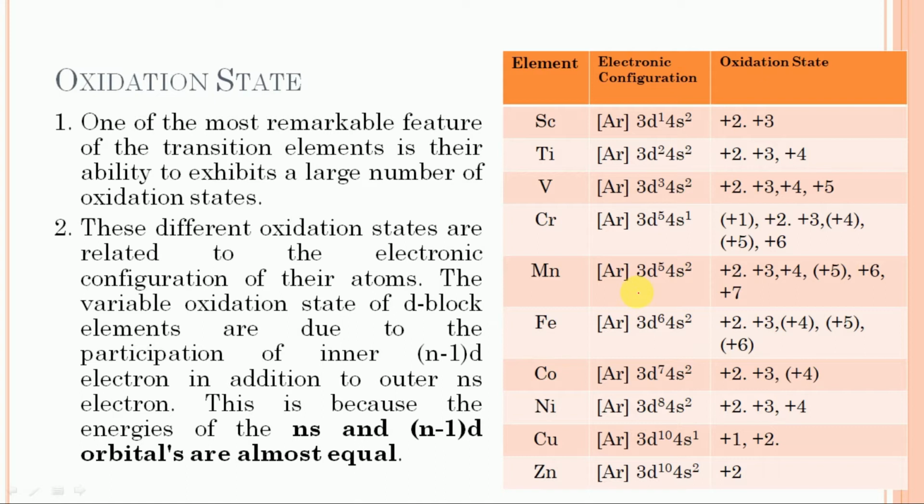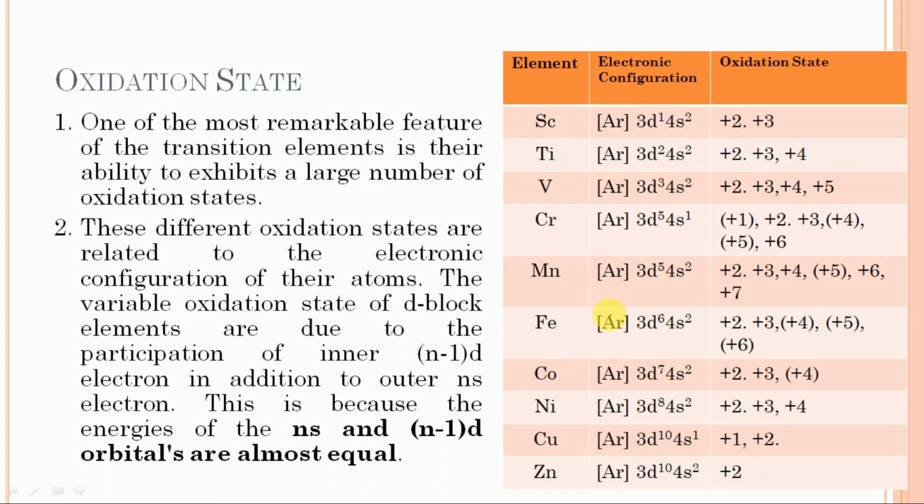So it is clear from the above discussion that in the first 5 elements of the first transition series, up to manganese, the 3d subshell is not more than half filled. In this case, the minimum oxidation state corresponds to the electrons in the outer s subshell, and the maximum oxidation state is given by the sum of the outer s and d electrons.